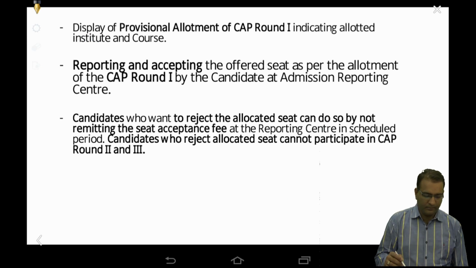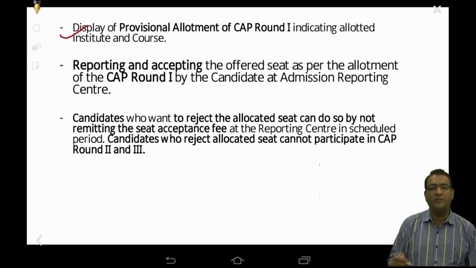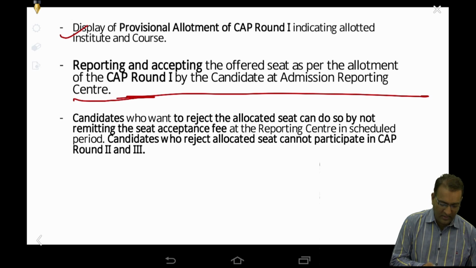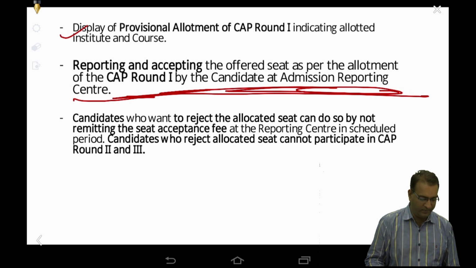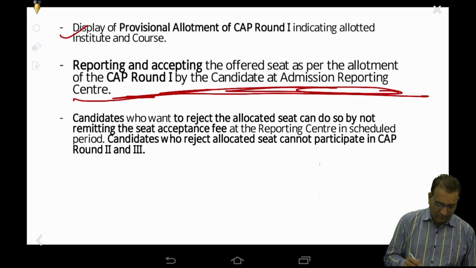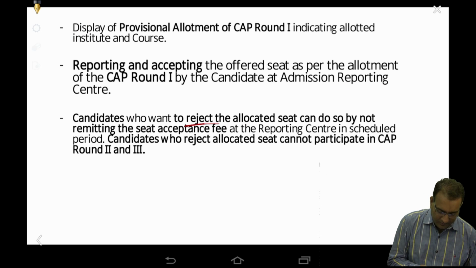Now, this is okay. Display of provisional allotment of cap round 1 indicating allotted institute and course. You will understand that. You will get it now. Okay, this is also okay. Candidate admission reporting center. These are normal, right? So I won't be discussing something which is normal. You can find it on the internet also. Now go to this now.